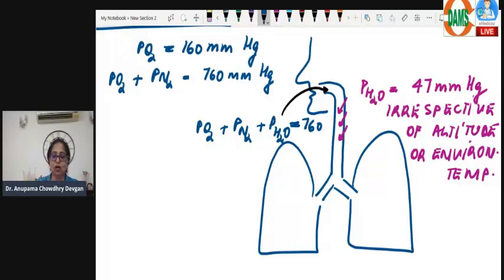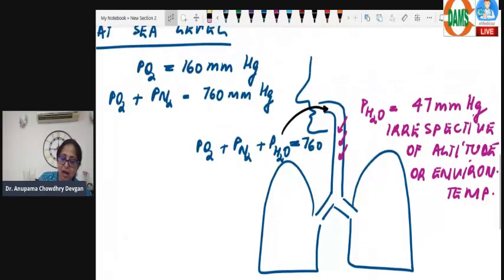But humidification of air will now reduce the partial pressure of oxygen, and the partial pressure of nitrogen will also reduce. But reduction in partial pressure of nitrogen makes no difference to us. We are concerned with the partial pressure of oxygen. In the atmosphere, the partial pressure was 160. As we inspire, addition of water vapor causes a reduction in the partial pressure of oxygen. Why? Because water vapor has been added. Where does this water vapor come from? This comes from the epithelial cells lining your respiratory tracts.